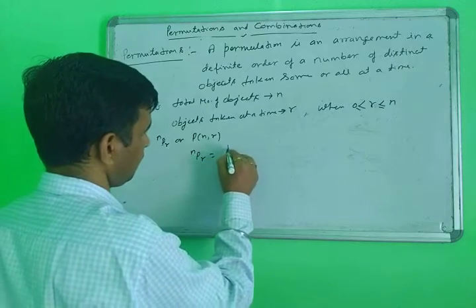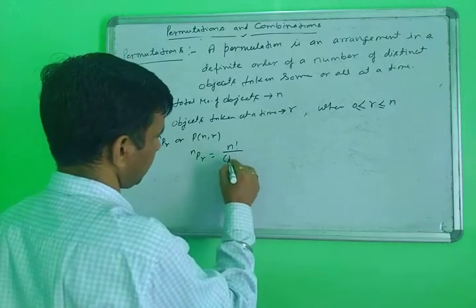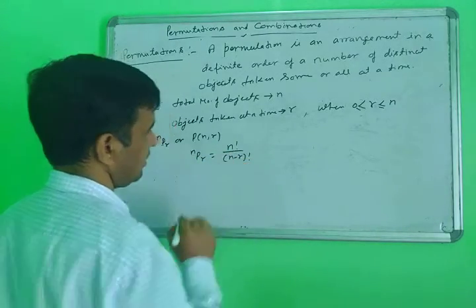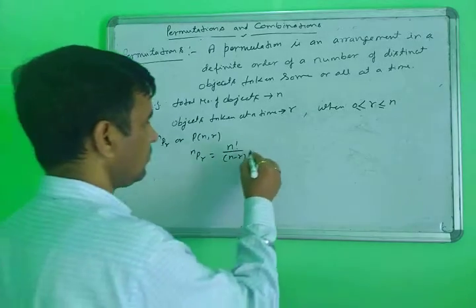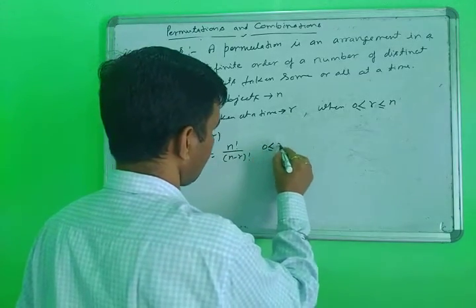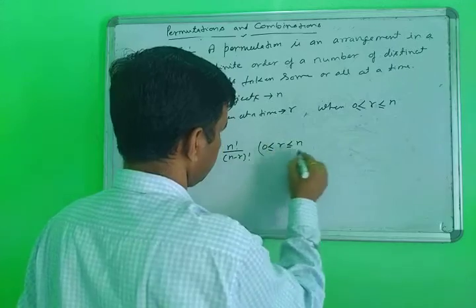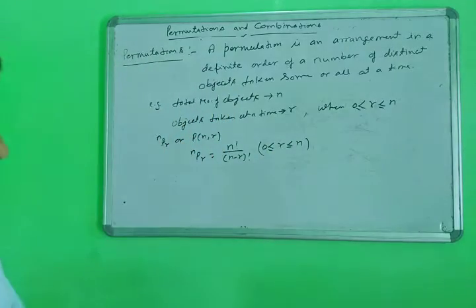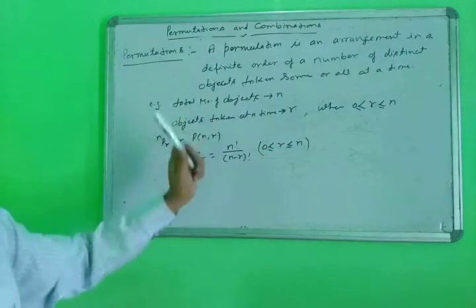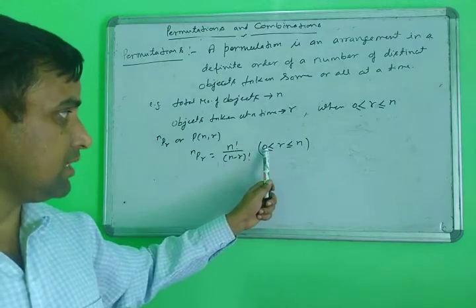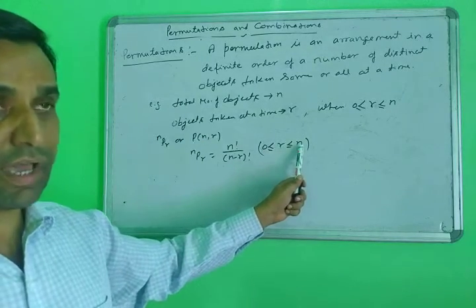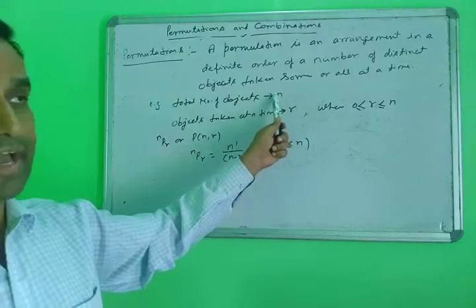nPr equals factorial n upon factorial n minus r. What is the value of r? 0 is less than or equal to r, which is less than or equal to n, where r means the number of objects you are taking. The minimum is 0 and the maximum is n, the total number of objects.